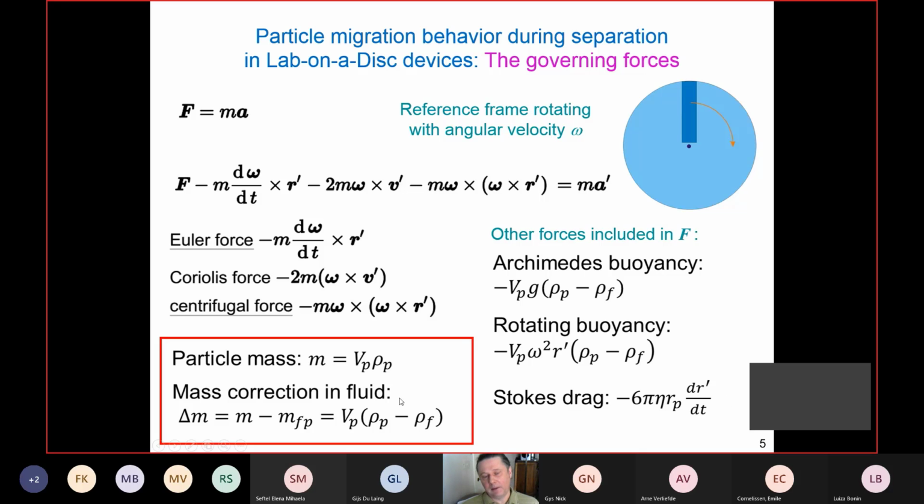Interesting to note that actually the mass of the particles is renormalized. The mass is not just the bare mass, but actually it's corrected by the fluid. We should subtract the mass of the fluid of the same volume, and if the mass of the fluid of the same volume is larger than that, then effectively we have this term negative, which means that all the signs here change.